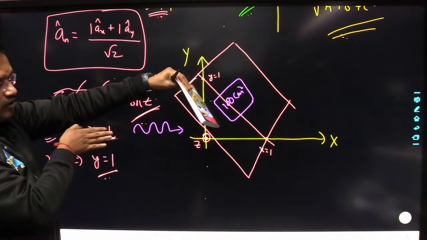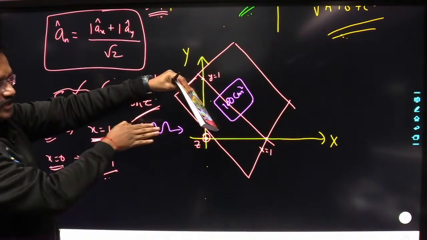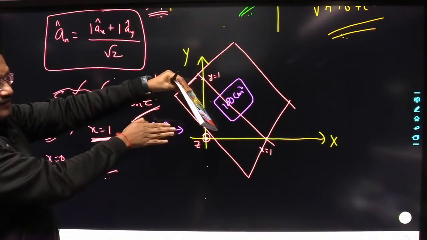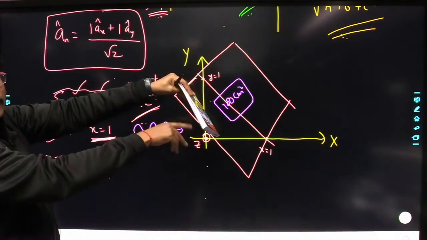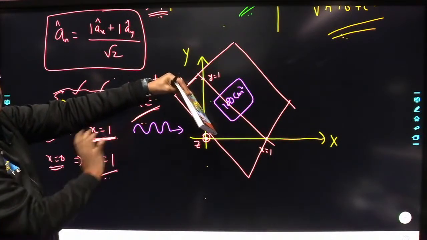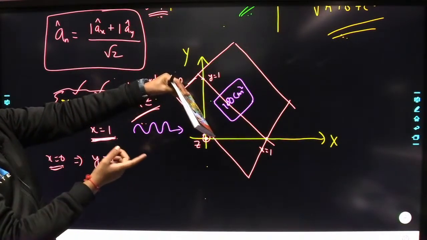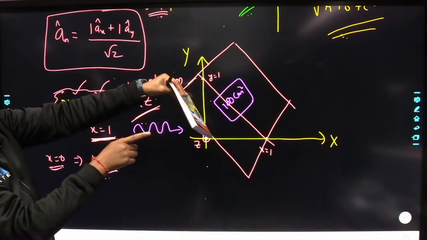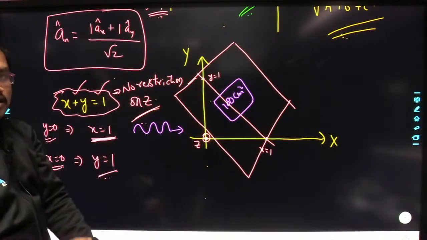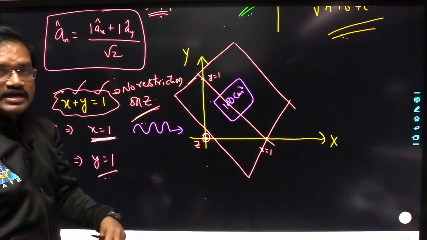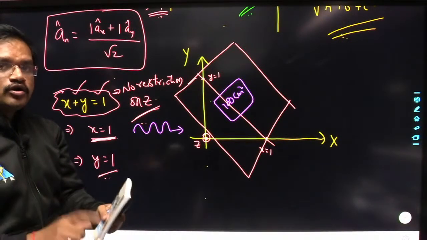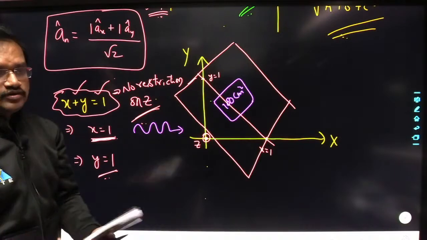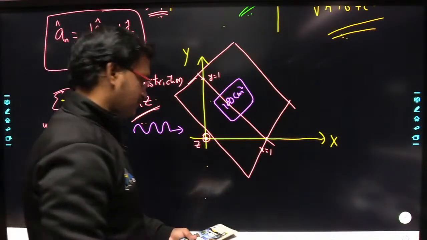Understood? So from here we can say that S average is neither parallel to the plane nor perpendicular to the plane. So it is going to have both a tangential component as well as a normal component. Only the normal component of the field is going to contribute for the power flow through the surface, right?